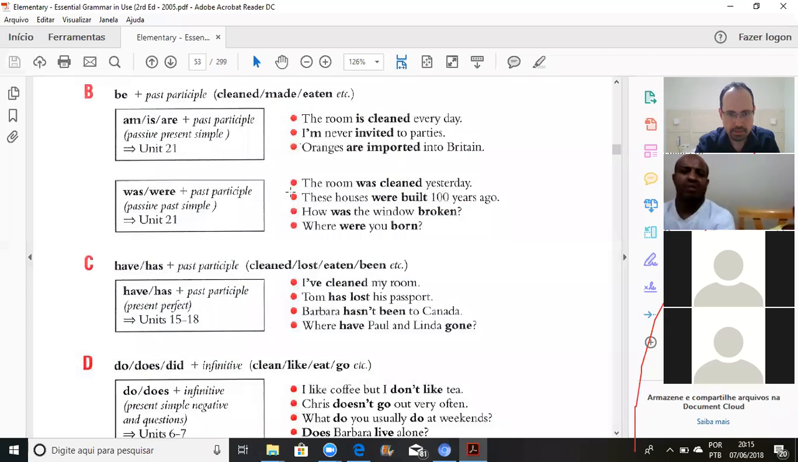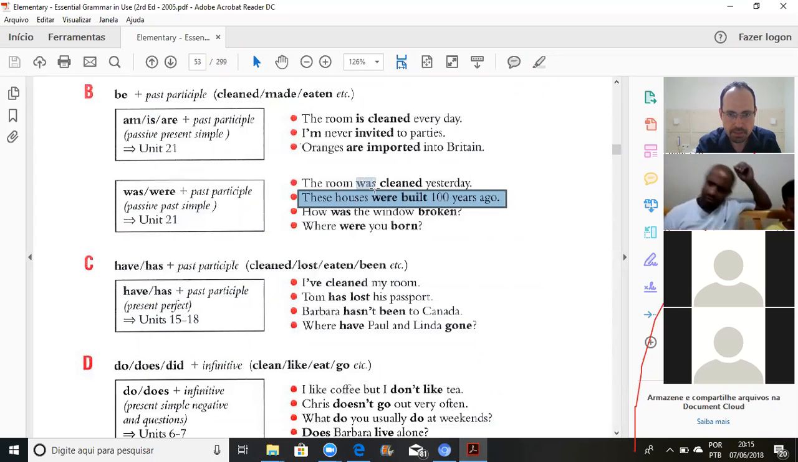Very good. Yes. Let's understand the second one here. These houses were built 100 years ago. Were built. Okay? You can see here the verb to be in the past and the main verb in the past participle. Okay? The verb to be in the past and the main verb in the past participle. That's what we are studying, and that's how we express something that happened a long time ago. For example, I'm referring to houses.